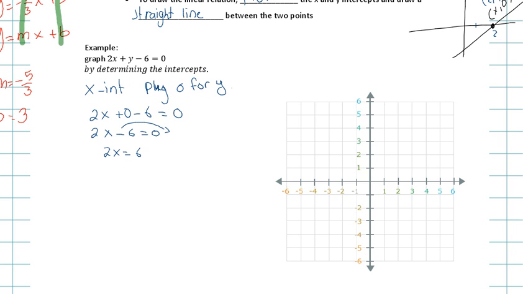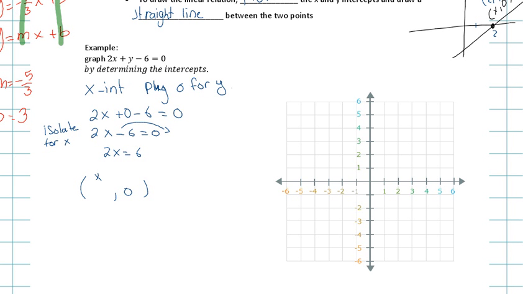Remember, I'm trying to find the point that I'm going to have to draw. A point has an x value and a y value. I know that the y value is 0 because I'm looking for the x-intercept. Are we okay with this one? So I plugged in 0 for y. Now I have to know what the x is. In order for me to know what the x is, I have to isolate.